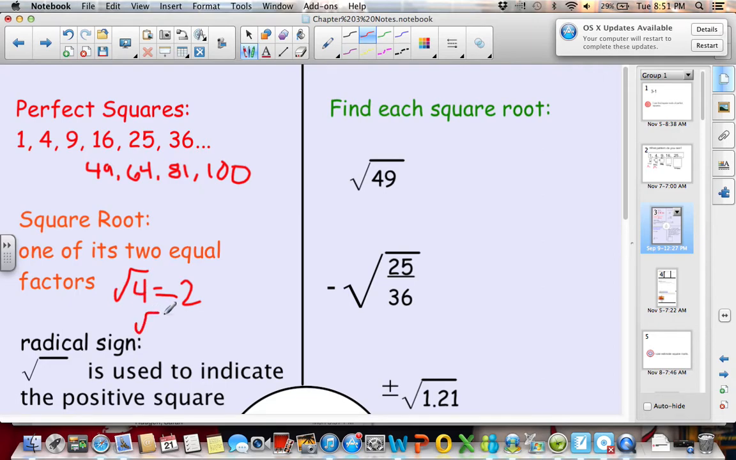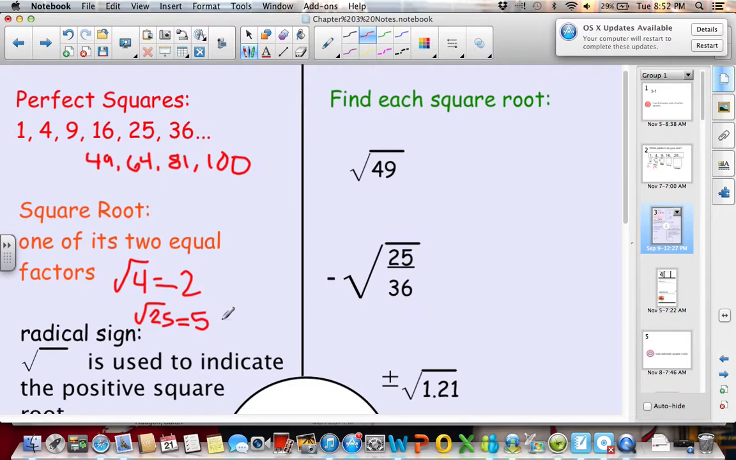The square root of 25 equals 5, because 5 squared equals 25. Notice that the square root is just the number, not the number squared. Okay? So if we have the square root of 49, well, we were just listing them up here. We can think in our head, what number times itself, or what number squared equals 49? And we know that 7 squared equals 49, so the square root of 49 equals 7.